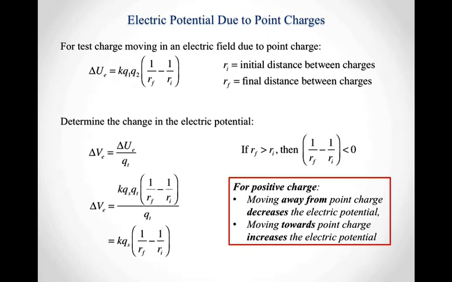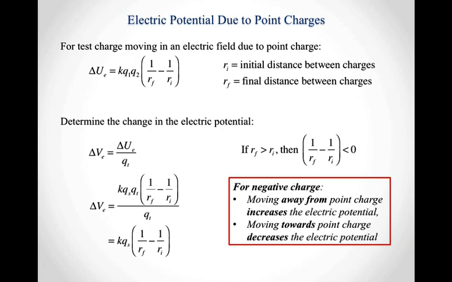If, on the other hand, I'm moving towards my positive point charge, then this term inside the parentheses is actually going to be positive. My final distance is now smaller than my initial distance, so 1 over my final is actually larger than 1 over my initial. And so my term inside the parentheses, if I move towards the point charge, is actually positive. And so I'm left with positive K, positive Q for my source charge, and a positive term inside my parentheses. So the electric potential increases as I move towards a positive point charge.